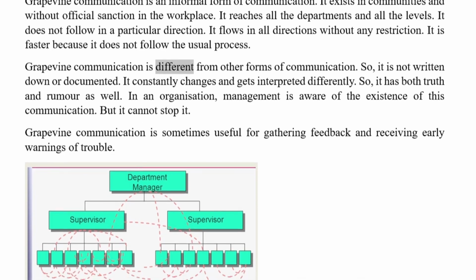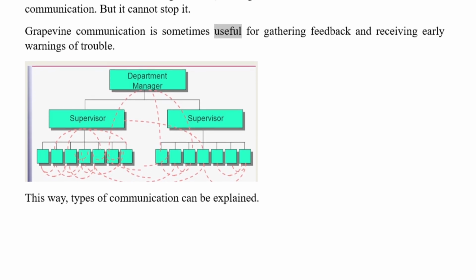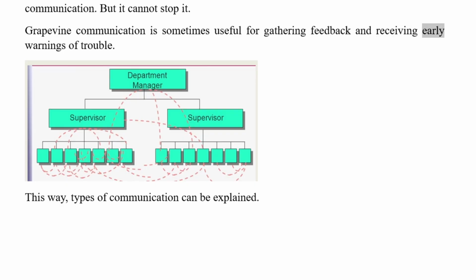Grapevine communication is different from other forms of communication. So, it is not written down or documented. It constantly changes and gets interpreted differently. So, it has both truth and rumor as well. In an organization, management is aware of the existence of this communication, but it cannot stop it. Grapevine communication is sometimes useful for gathering feedback and receiving early warnings of trouble. This way, types of communication can be explained.